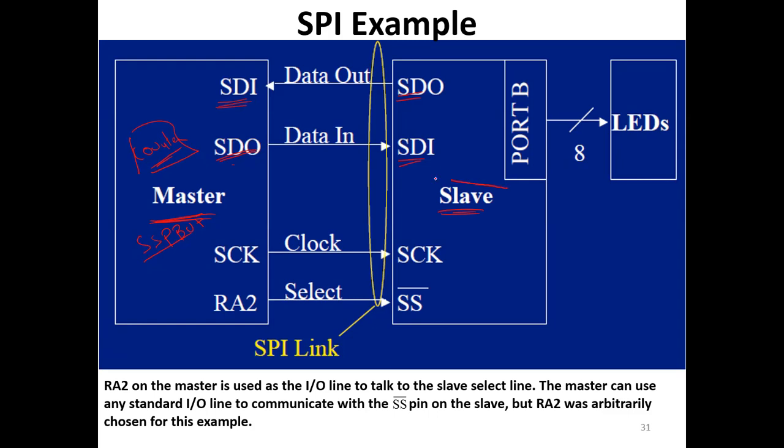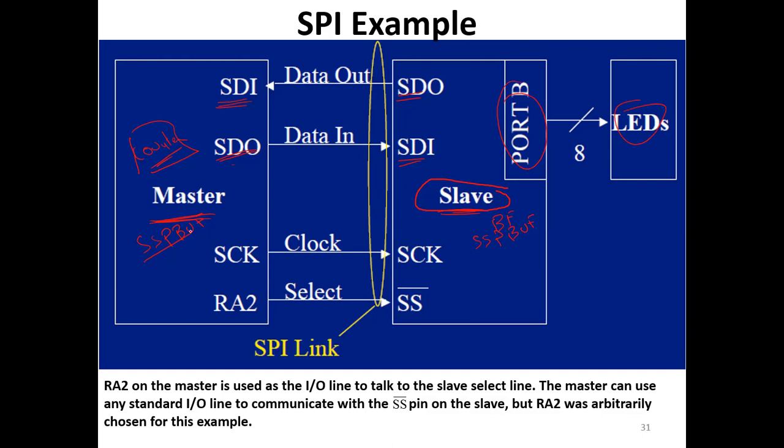Now, the slave has to receive the data. How to receive the data? If the flag becomes 1, I've seen that we have the flag, BF. So if the flag is 1, that means there is data. The slave received the data. So the slave has to read this data and send it to port B. The main task here is reading the data from the SSP buffer and moving it to port B, and you have 8 LEDs connected to port B.